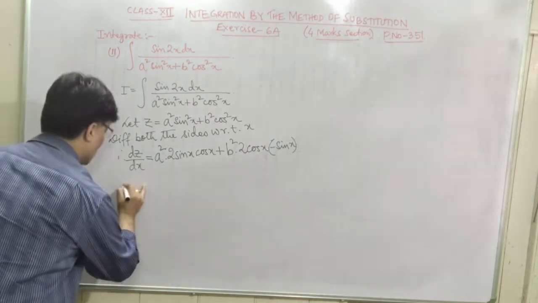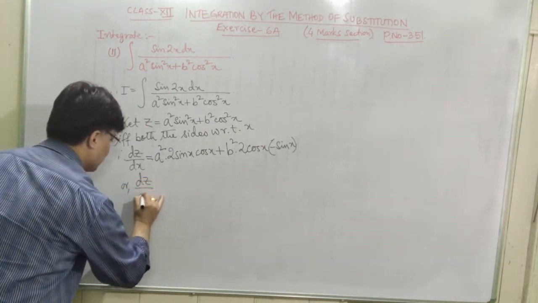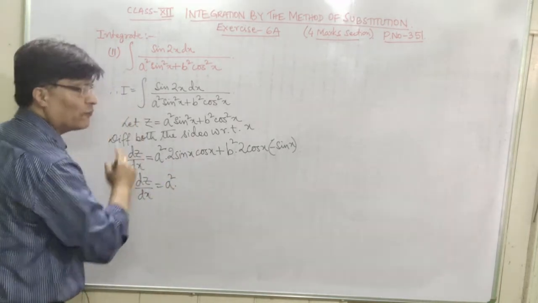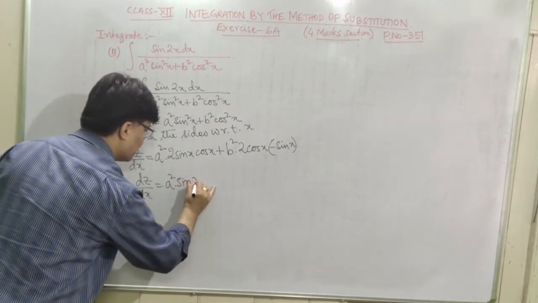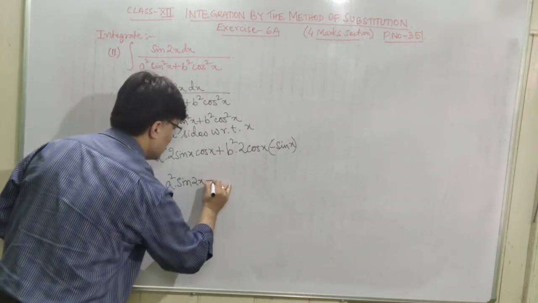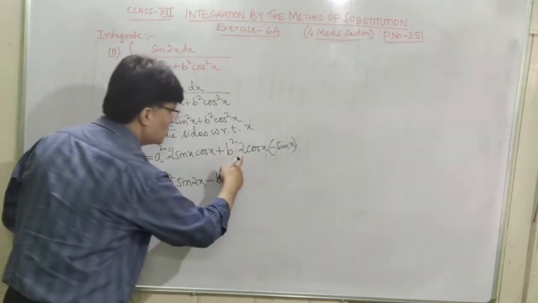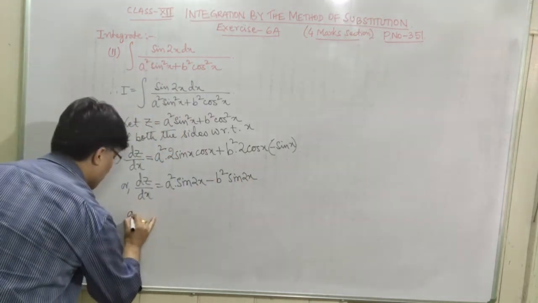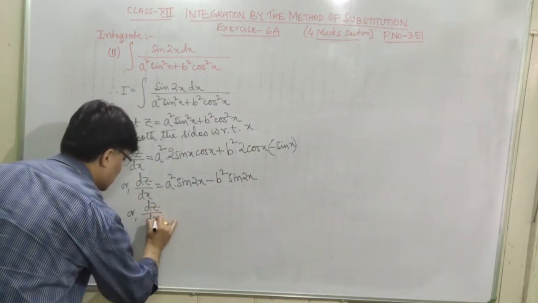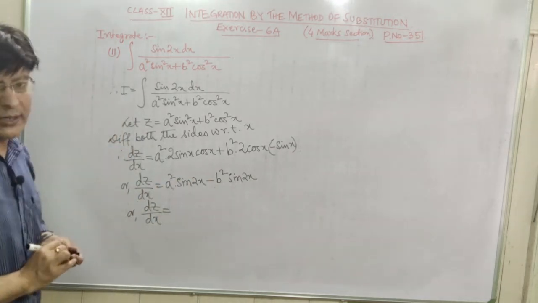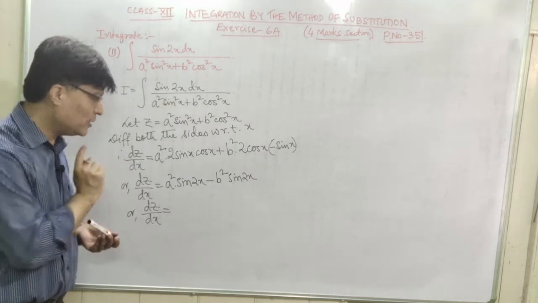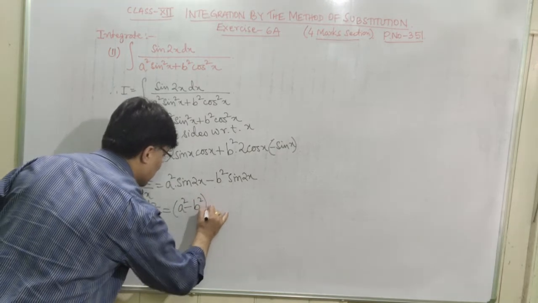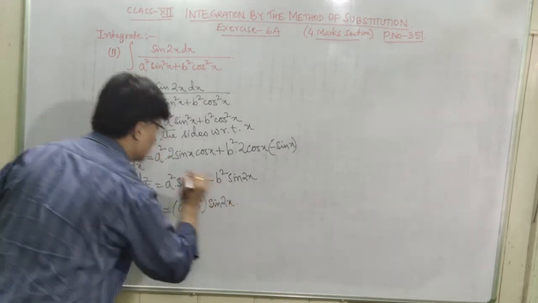So now dz by dx is equal to a² into, you know that, what is 2 sin x cos x? From multiple angle we have sin 2x here. Plus into minus b². Again, what is 2 sin x cos x? It is sin 2x, right? Or dz by dx, let us take common out here. What is common here? Sin 2x common, sir. So within bracket, it is (a² − b²) into sin 2x.